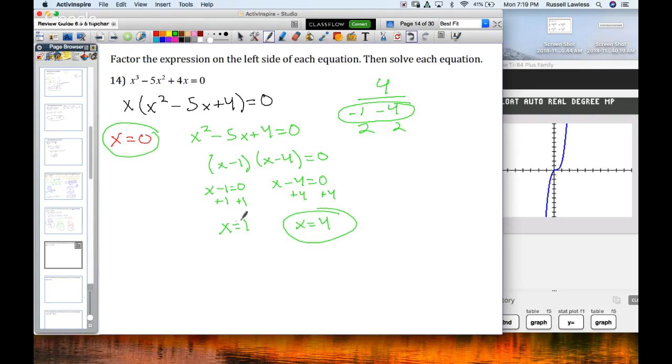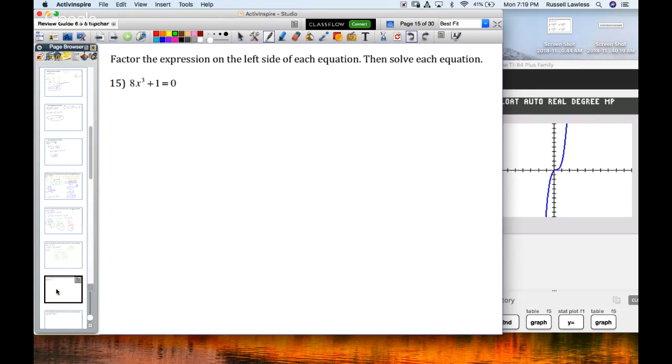And so my answer is x is equal to 0, x is equal to 4, and x is equal to 1. Notice that I'm not stating the multiplicity because I didn't have one that needed it. Looking at the next one here, we've got 8x cubed plus 1 is equal to 0.